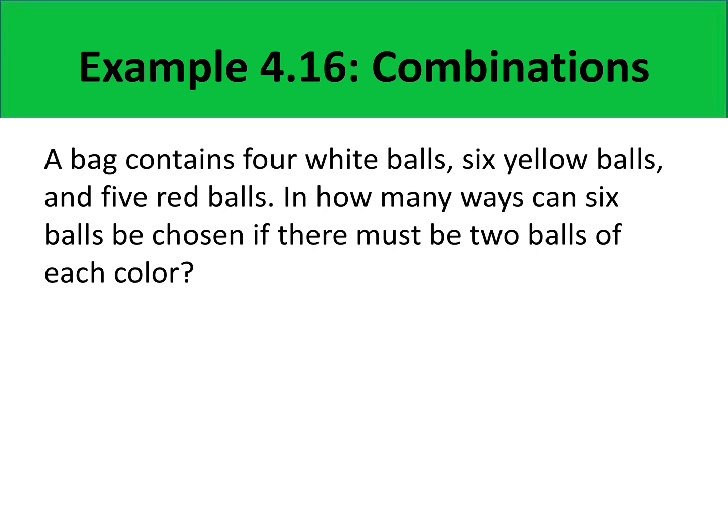So in this case, we shall use the multiplication rule among the combinations for each color. So we have 4 combination 2. This is the total number of ways of selecting 2 white balls from 4 white balls. And we multiply this by 6 combination 2. And this is the number of ways of selecting 2 yellow balls from the 6 yellow balls. And we multiply this with 5 combination 2. And this is the number of ways of selecting 2 red balls from 5 red balls. So using your calculator, you can just obtain the final answer.